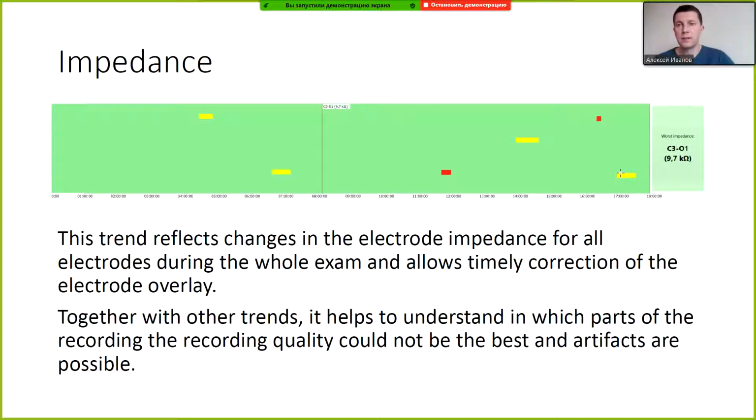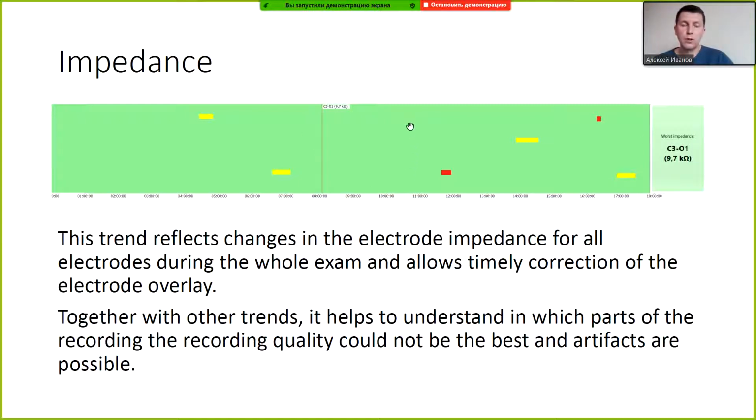Our next trend is impedance. This trend reflects changes in the electrode impedance for all electrodes during the whole exam and allows timely correction of the electrode overlay. Together with the other trends, it helps to understand in which parts of the recording the quality couldn't be best and artifacts are possible because of not good impedance of the electrodes.